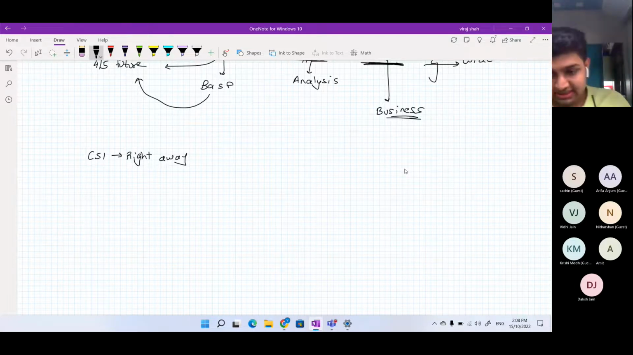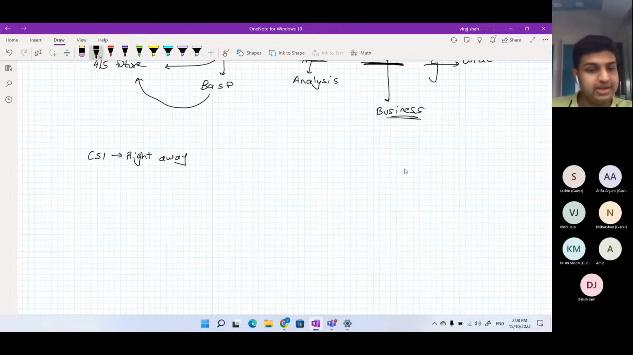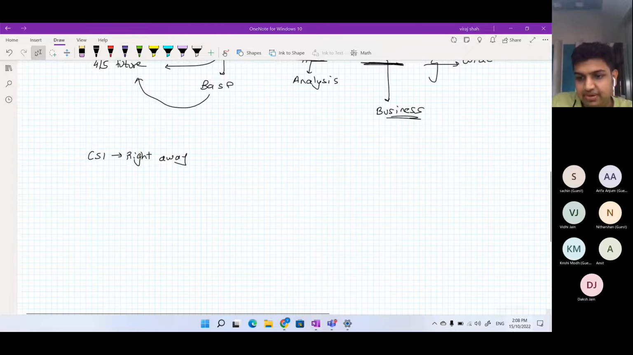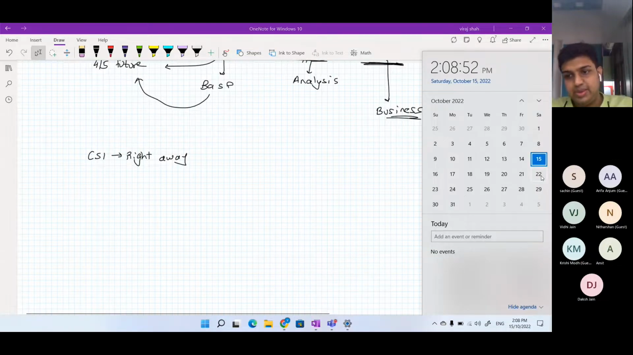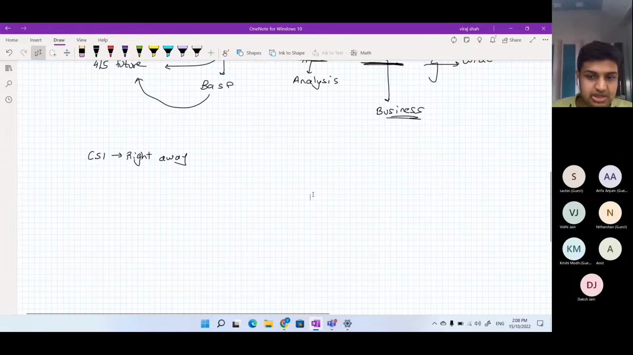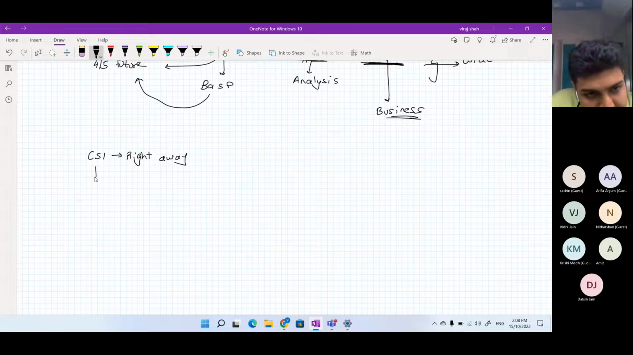So initially, during the first week, we won't be starting with CS1 right away. We will be building the base for the right application of CS1. So the first week would be just a normal week, which I mean from 15 to 22. The first week is just going to be building the base. Let me explain what we'll be covering in that base building.